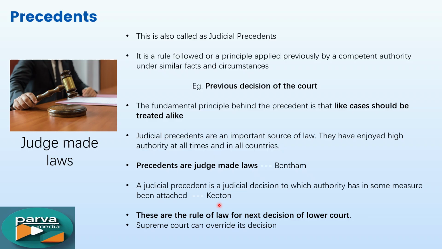Importantly, precedents are binding on lower courts, so a decision of a high court or Supreme Court becomes rule of law for subordinate courts in future similar cases. However, the Supreme Court itself isn't absolutely bound by its past decisions. It has the power to overrule them when necessary, allowing the law to evolve with changing times. In essence, judicial precedent strikes a balance between stability and flexibility in the legal system.